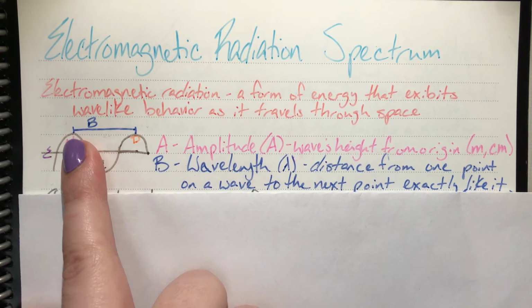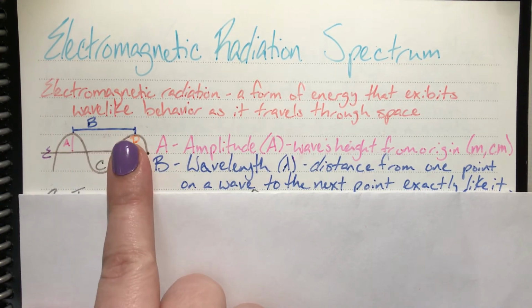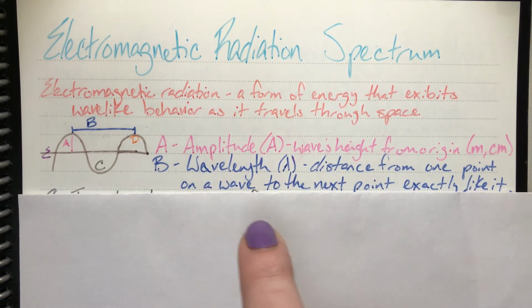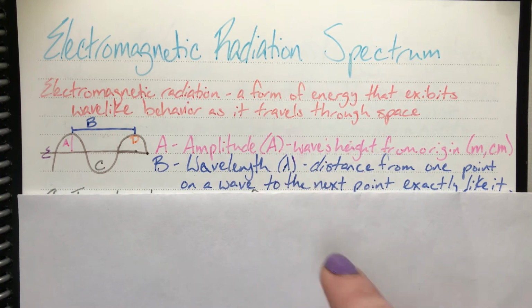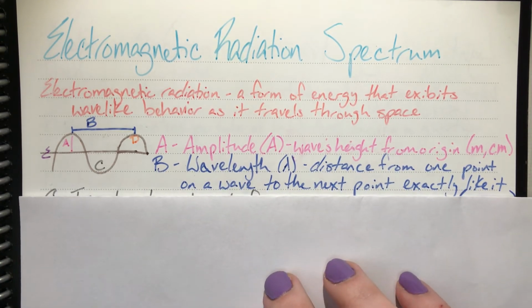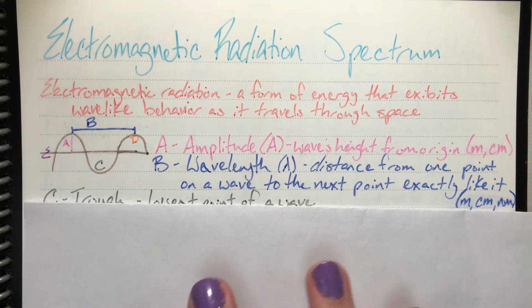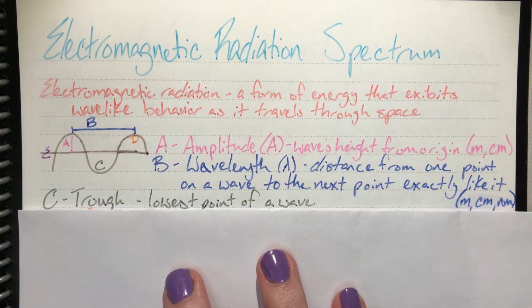Next, you can see from the top of one wave to the top of another, I have labeled that as B. B is going to be my wavelength, whose symbol is going to be lambda. And it is the distance from one point on a wave to the next point that is exactly like it. My wavelength will be measured in length units such as meters, centimeters, or nanometers.